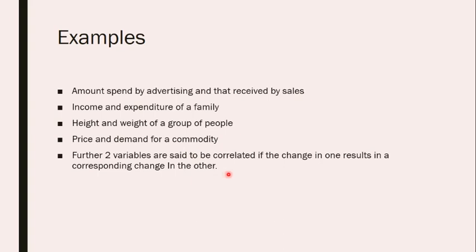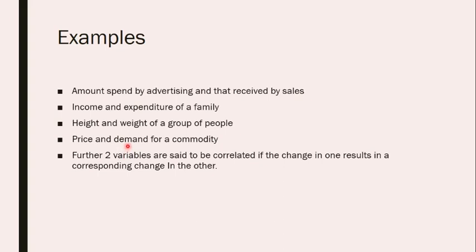Further, two variables are said to be correlated if the change in one variable results in a corresponding change in the other variable. For example, if we take the fourth example, if there is an increase in price, will there be any change in the demand for that particular commodity? We check whether there is any correlation. If there is an increase in the price, is there an increase in the demand, or is there a decrease in the demand? How do we check that? We use the statistical tool correlation.